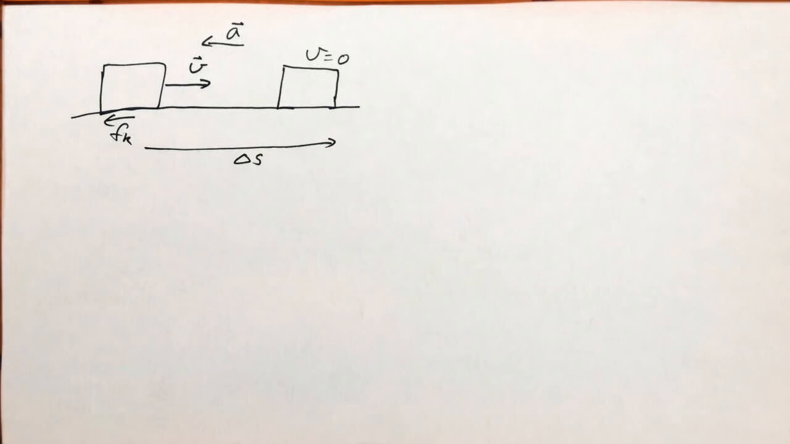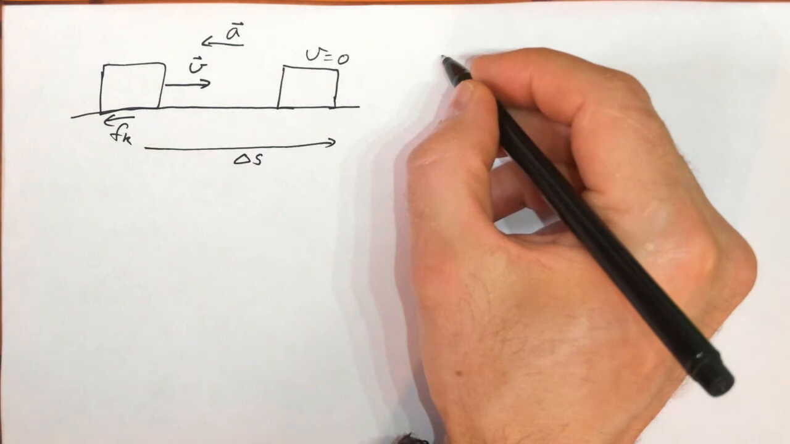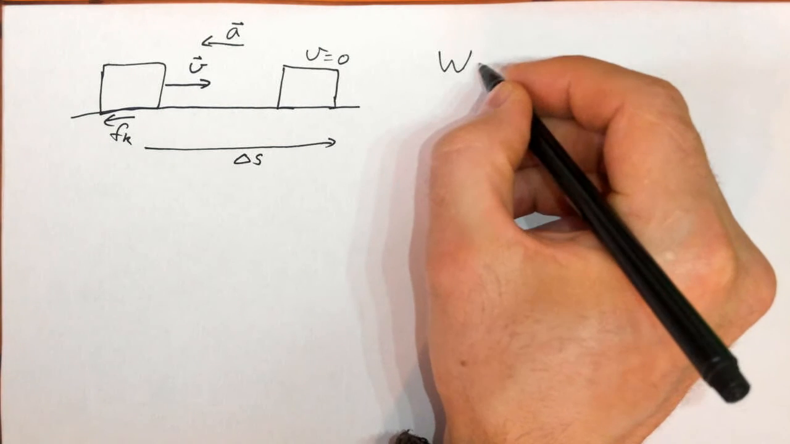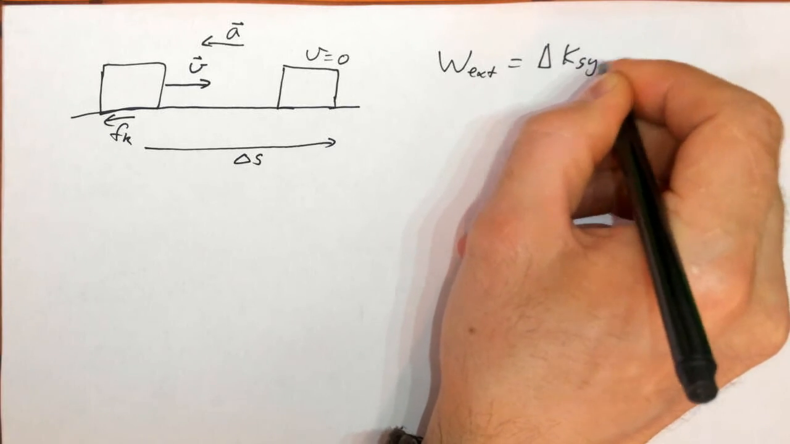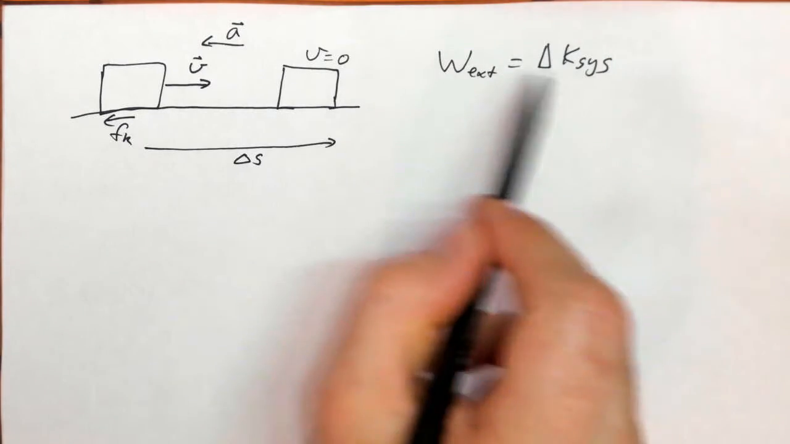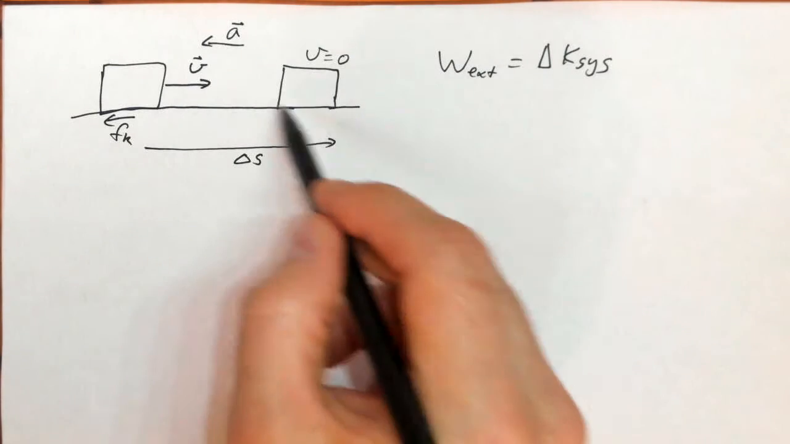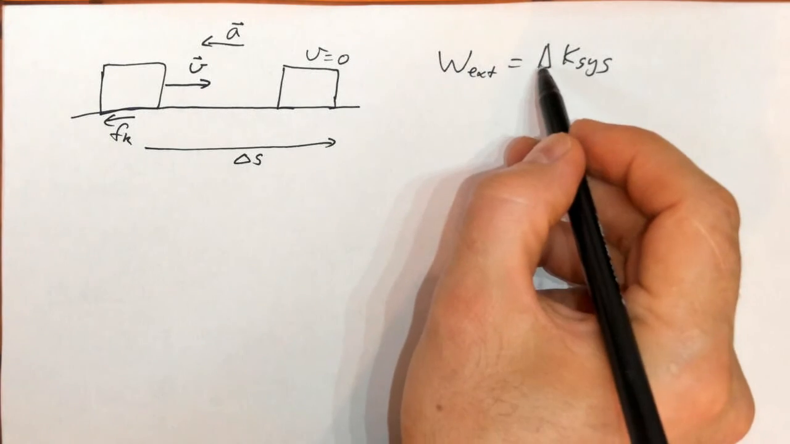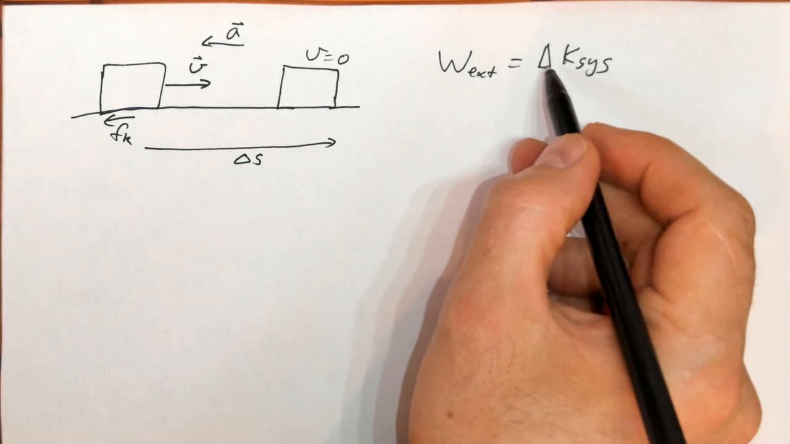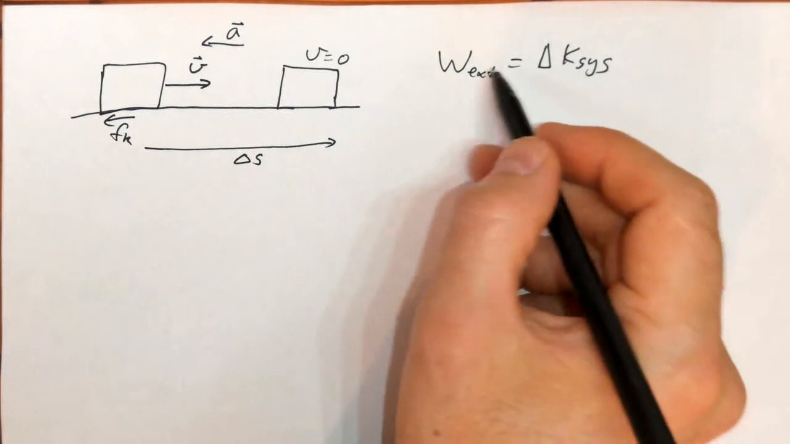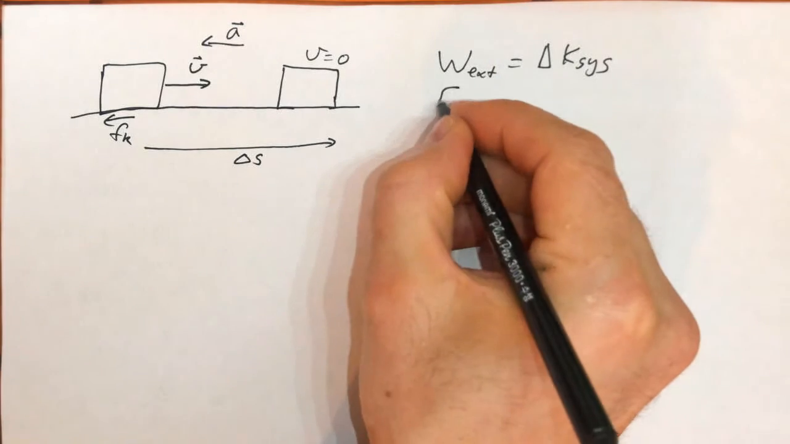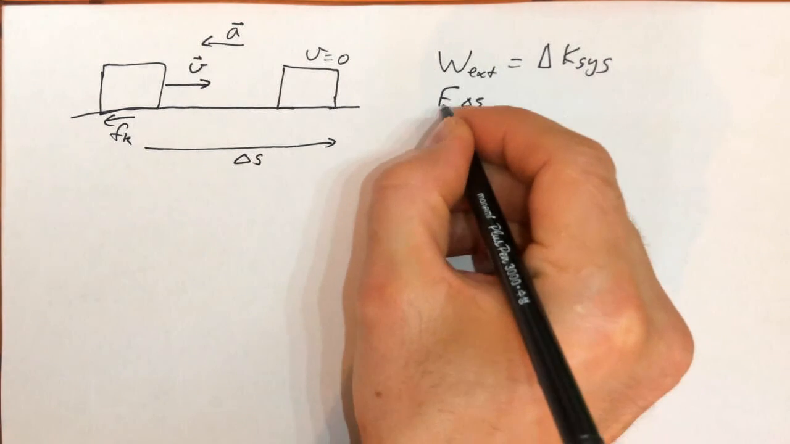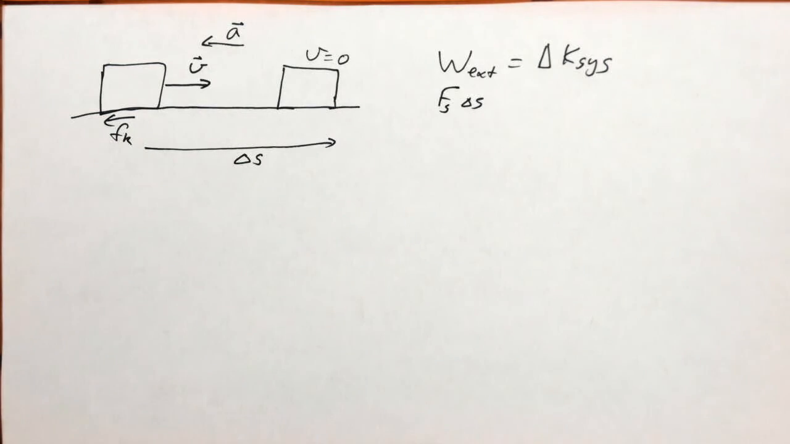So we could try and use energy to analyze this and think, okay, if my system is a box, then I can use the work-kinetic energy theorem. This is true for point particles. I could treat my box as a point particle and find the change in kinetic energy based on the work done, or vice versa. So our question is, what's the work done? It's a force times the displacement, more particularly, the force in the direction of the motion.